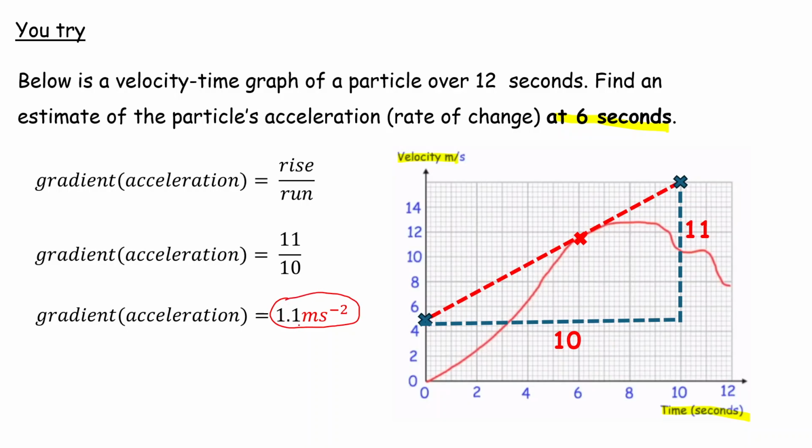But the key thing is that we're looking at 1 point, you draw on your tangent line, and then we find the gradient of that tangent line. Okay, that is it for rate of change.